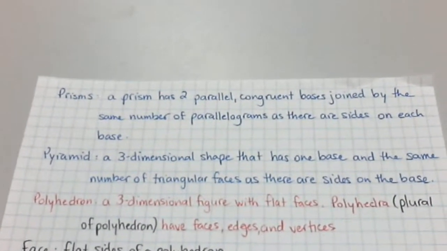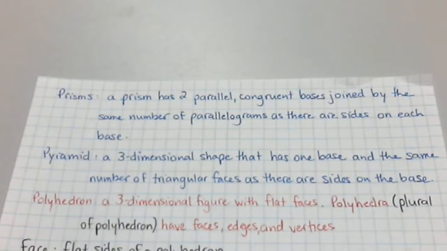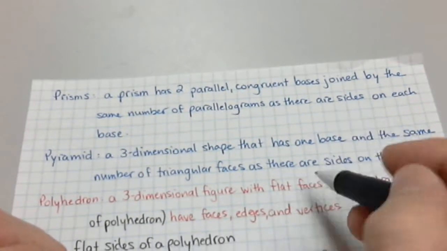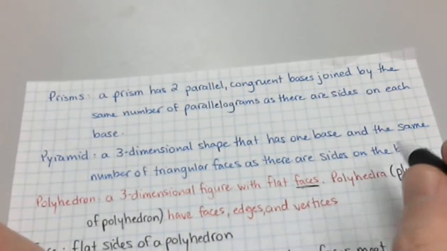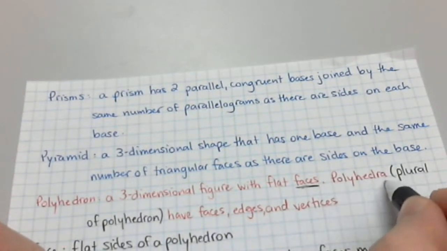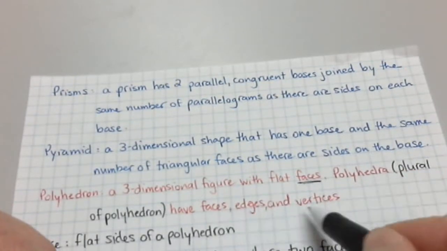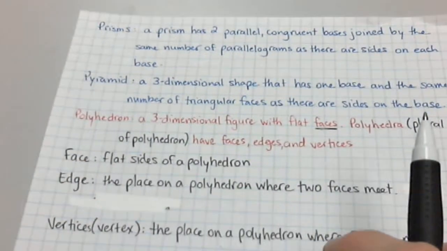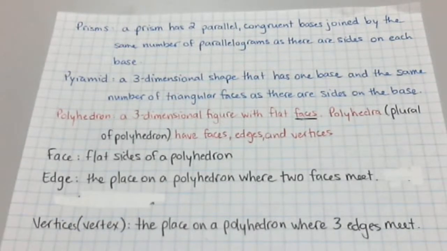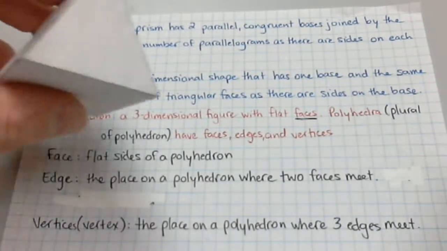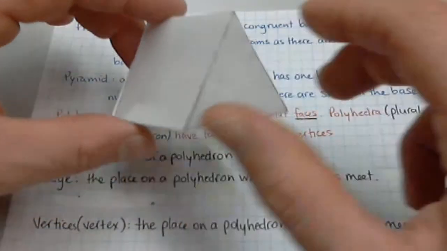Then what we need to know is perhaps a little bit about polyhedrons. Polyhedrons are three-dimensional figures. They have flat faces, which is a really important one. The plural is polyhedra. They have faces and then edges and vertices. So let's maybe just define what those things are in case we haven't come across them before. Let's go back to our triangular prism.